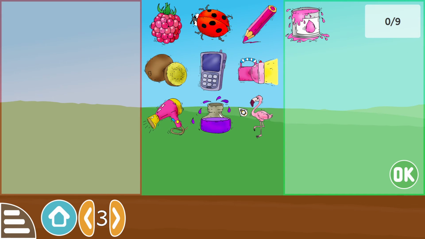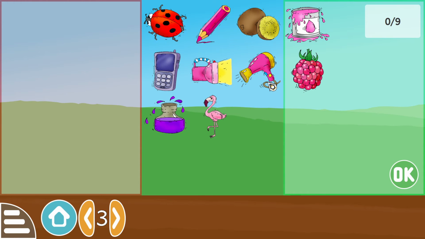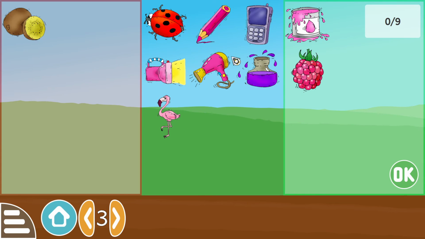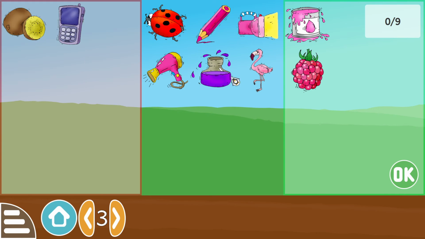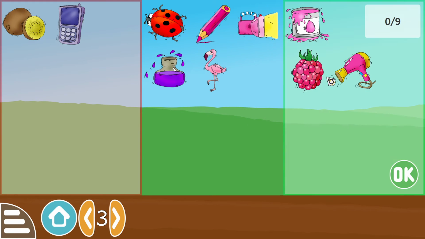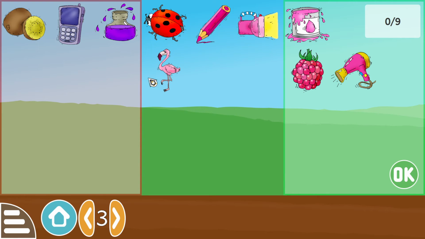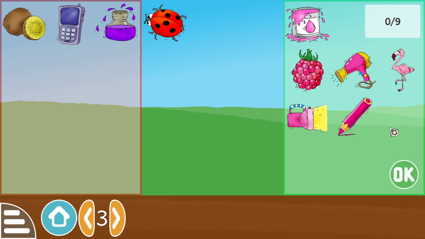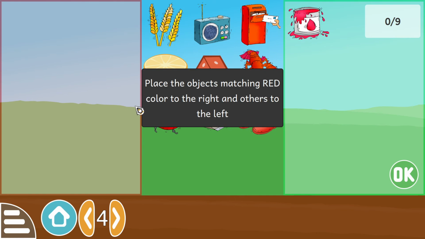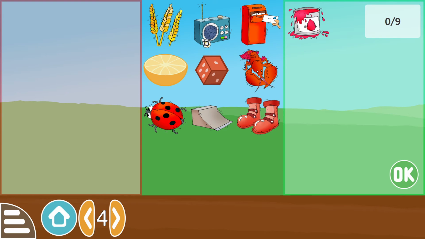Place the objects that are pink to the right and the others to the left. So strawberry or raspberry, kiwi fruit, definitely not. Mobile phone is not. Now I'm saying the hairdryer is. That's purple ink, not pink. There's a flamingo, flashlight, and a pencil. And the ladybug or beetle is not. It's red and black. So placing the red objects to the right and the others to the left.